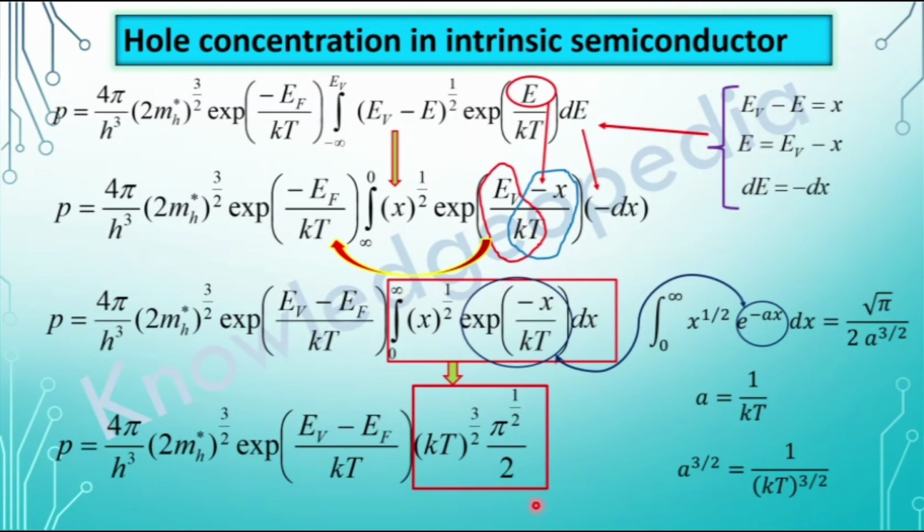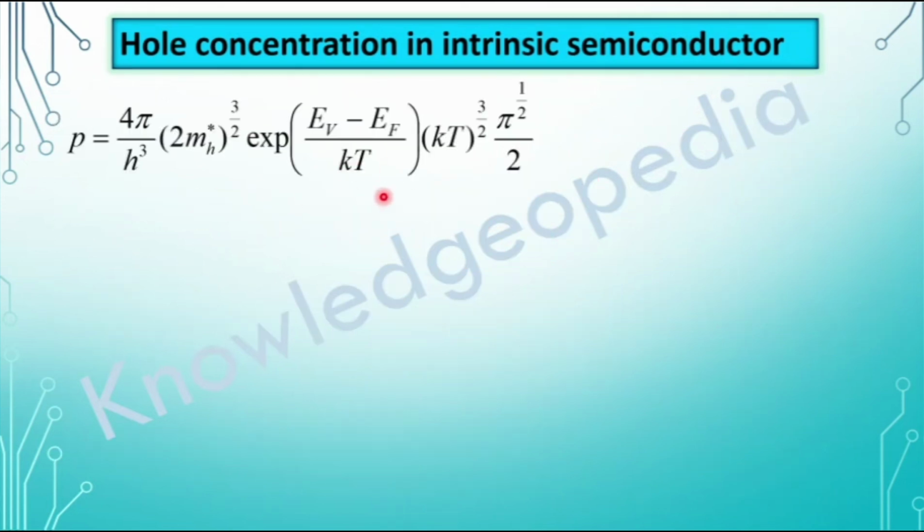So now p is equal to this expression. We'll further simplify this to get the final one. This is the expression we have obtained till now. Now let us see what simplification we can do over here. This 4 and 2, if I cancel, I will be left with 2. Here you can see this pi and this pi to the power half, if I combine, that will become pi to the power 3 by 2.